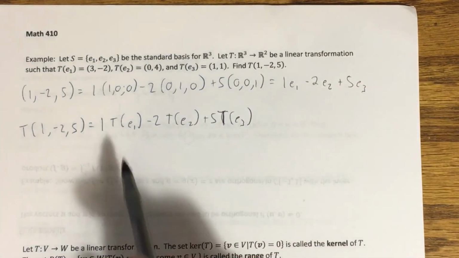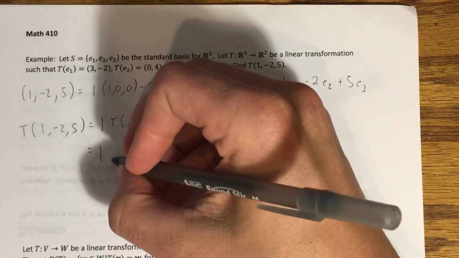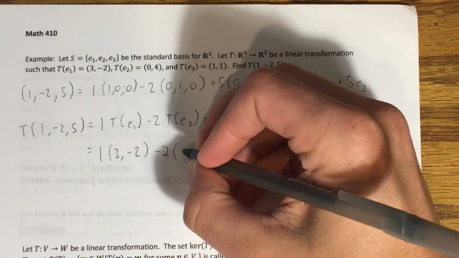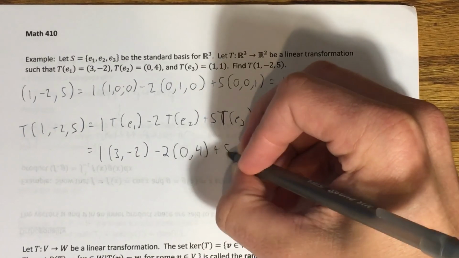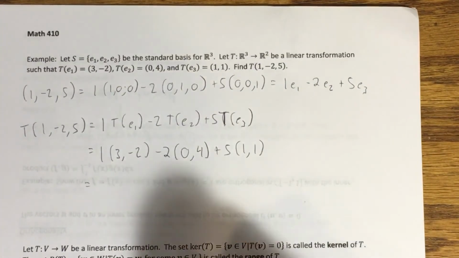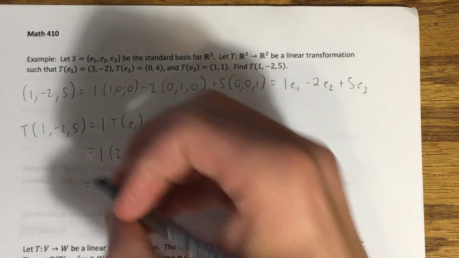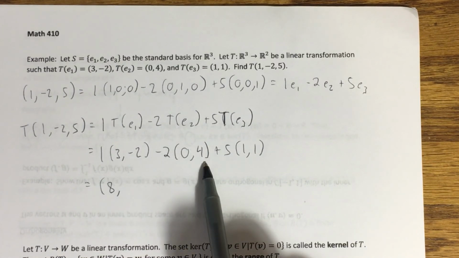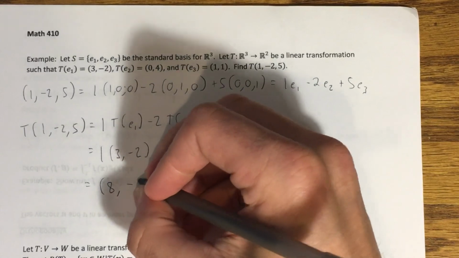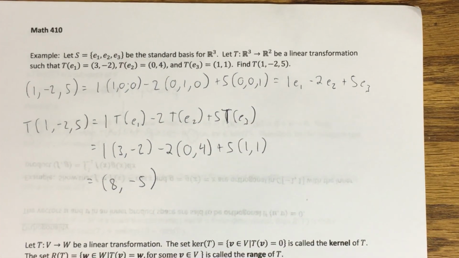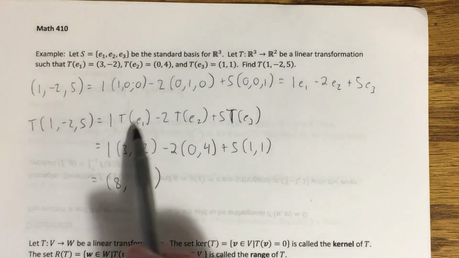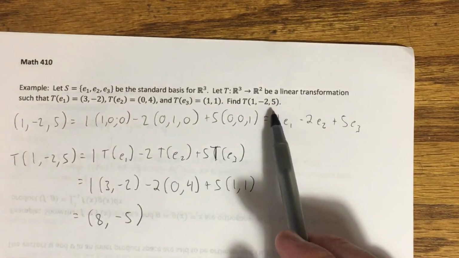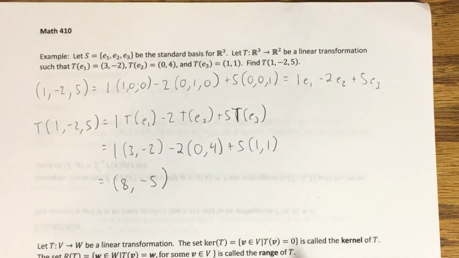And the problem gives us the value of each of these images. This is equal to 1 times 3, negative 2, minus 2 times 0, 4, plus 5 times 1, 1. What would this equal? 1 times 3 is 3, minus 0, plus 5, that would be 8. 1 times negative 2 is negative 2, minus 8, that's going to give me negative 10, plus 5, that'll give me negative 5. You notice we didn't need a formula. All we needed to know was what the image of the three basis vectors were, and I was able to find the image of this vector here, okay?